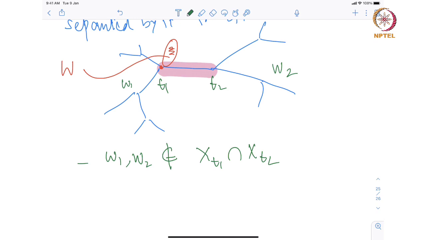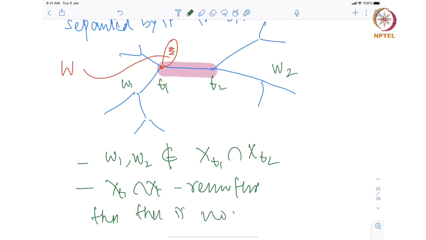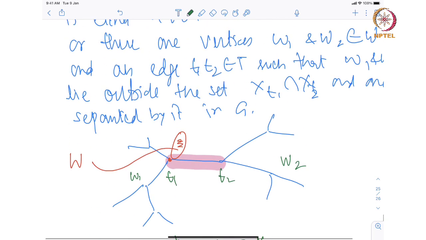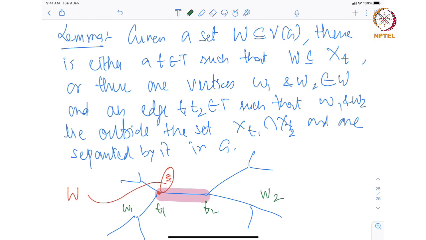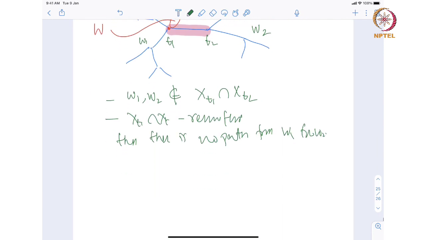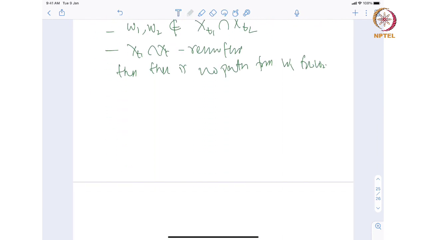And we know that if they do not belong to it, and if you remove this, then there is no path from W1 to W2, right? So, what does it mean? Basically this lemma tells us that if you give me a set W, either I can find a way to separate it, or this W belongs to one bag. Okay. So now let's prove this. The proof is not very hard. Okay. So, proof.